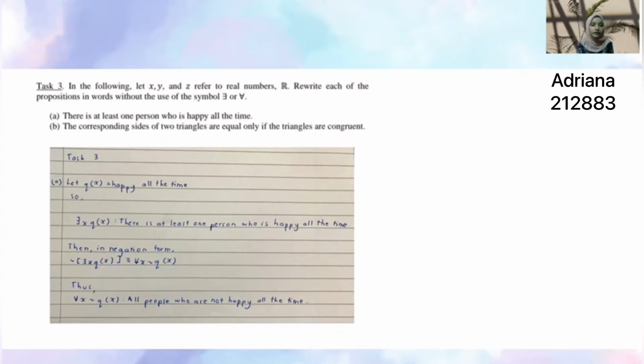For question A, there is at least one person who is happy all the time. For this question, we let Qx be happy all the time. So, in symbol form, this is our proposition, which stands for there is at least one person who is happy all the time. And in negation form, we negate the previous proposition. This new proposition is then equivalent to this new proposition, which stands for all people who are not happy all the time. So that is all from me.